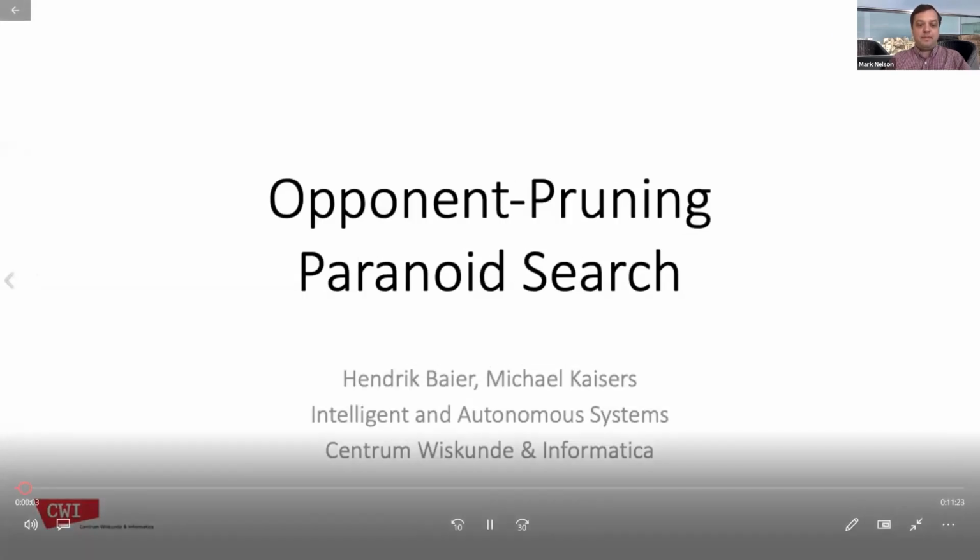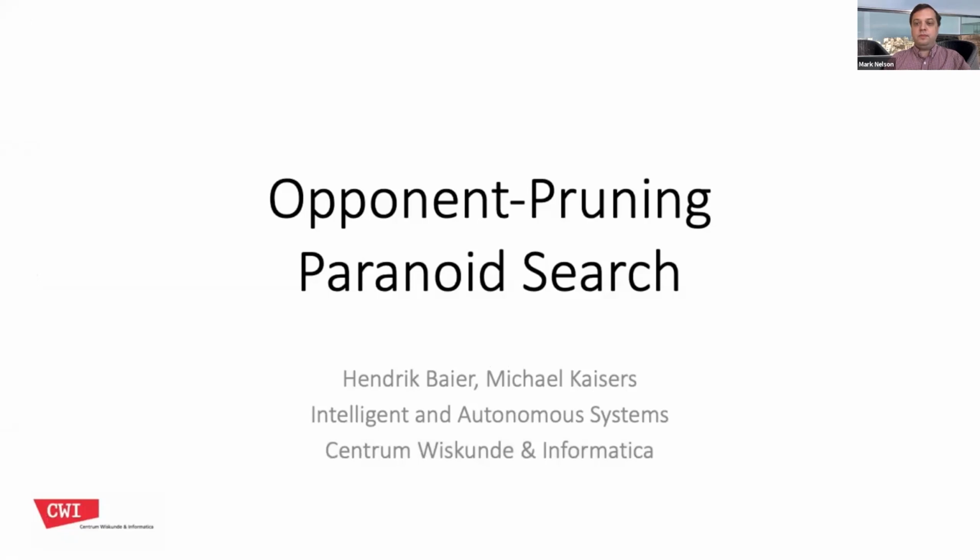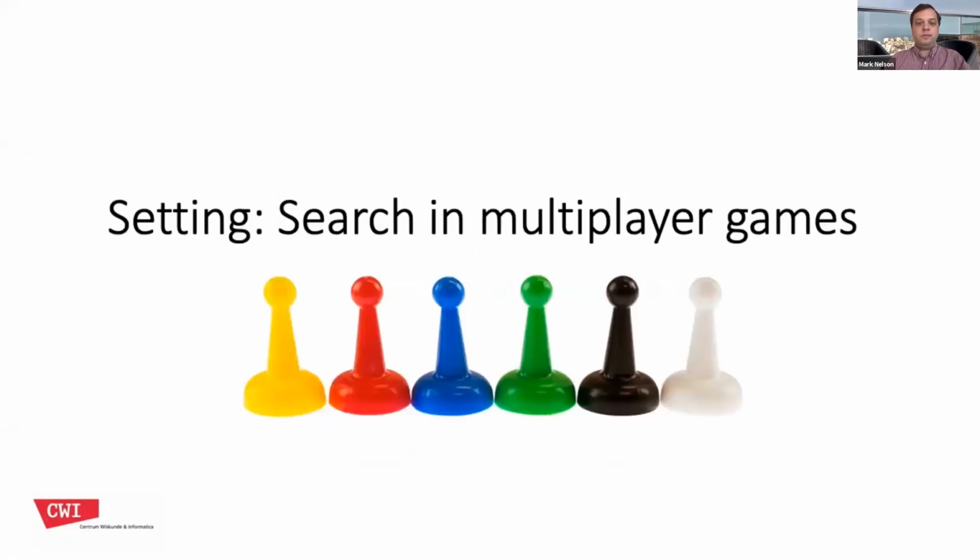Hi everyone, I'm Hendrik Beyer, and this talk is about some work I've done with Michael Keizers on a search algorithm called opponent pruning paranoid search. This work is primarily applicable to deterministic perfect information multiplayer games, that is, games with more than 2 players. In the following, I'm going to quickly outline the state-of-the-art minimax-based search algorithms for these games, as they form the baselines for our later experiments.